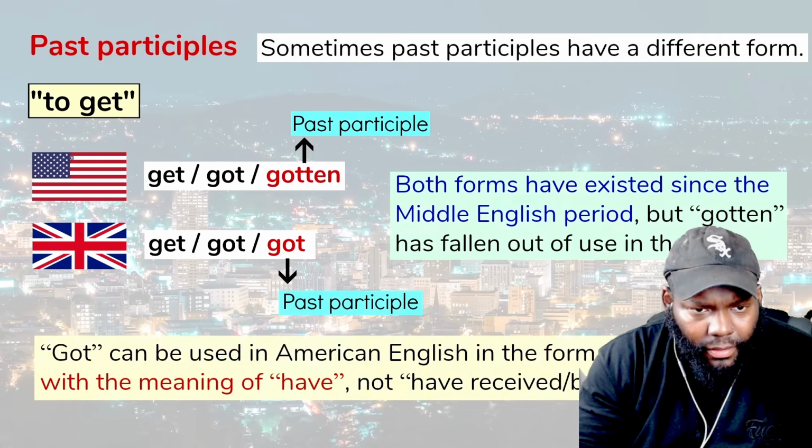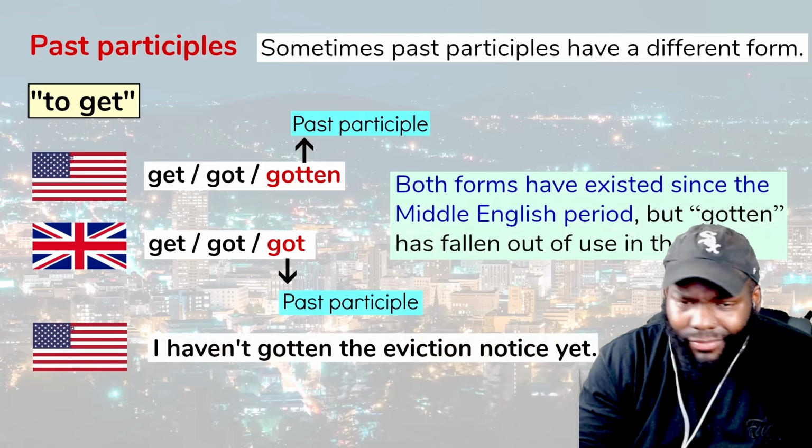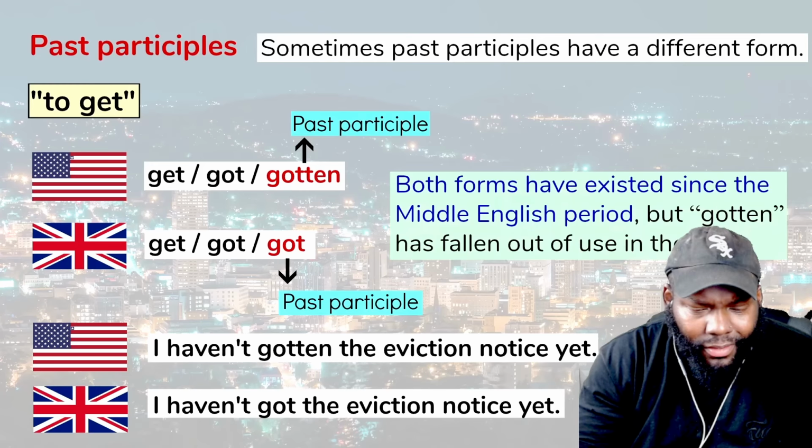Got can be used in American English in the form have got, but with the meaning of have, not have received or have become. I haven't gotten the eviction notice yet. I haven't got the eviction notice.